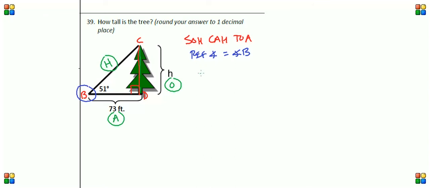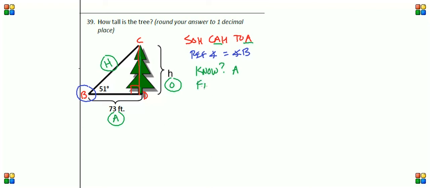How we do that is, remember, which side do I want to know? Actually, we'll ask this first. Which side do I know? And that appears to be the adjacent side, 73. So our known side is adjacent. Let's underline A in CAH and A in TOA.